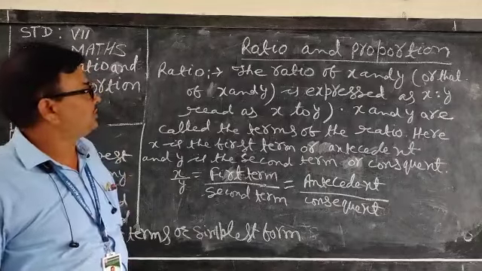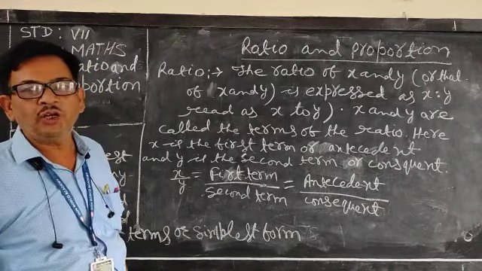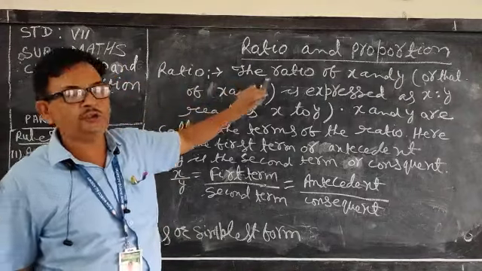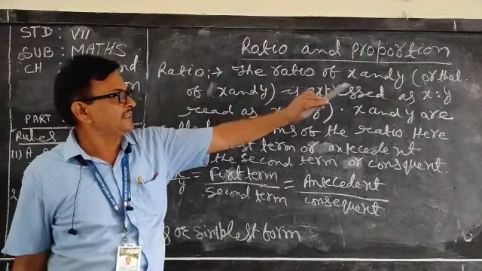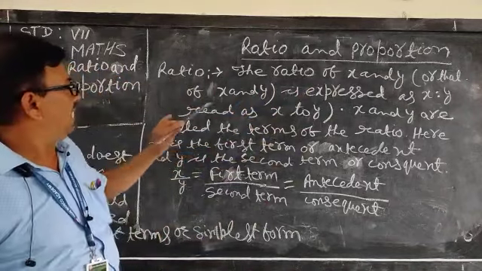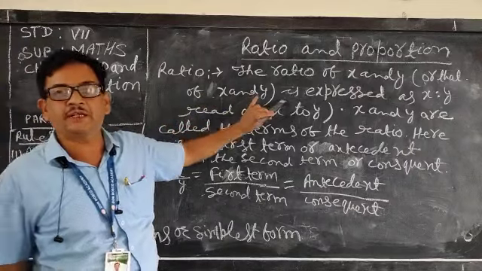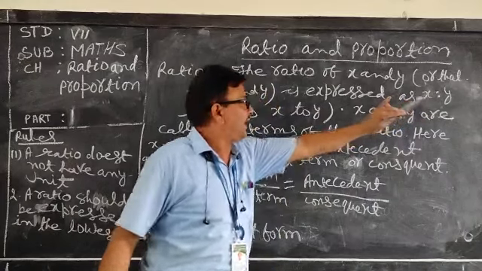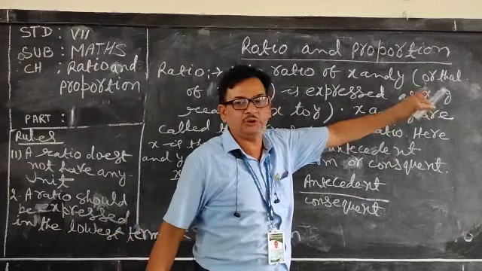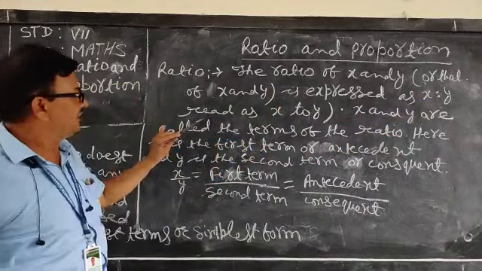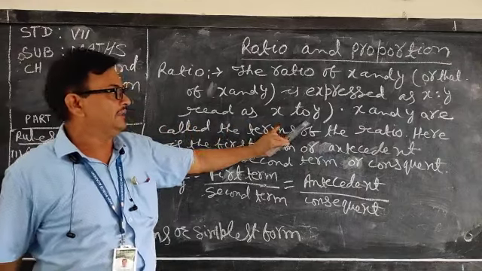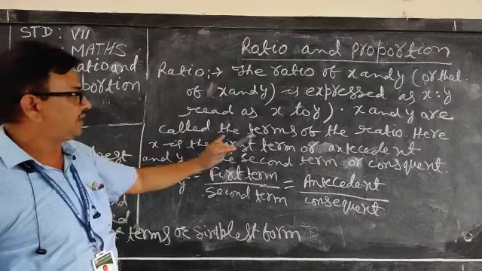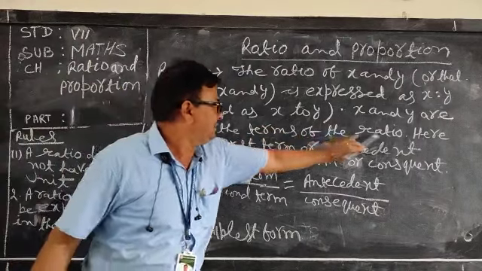Now, today I am going to start the chapter ratio and proportion. What is ratio? The ratio of x and y is expressed as x:y. X ratio y. This is the sign of ratio. Now read as x to y, and x and y are called the terms of the ratio.